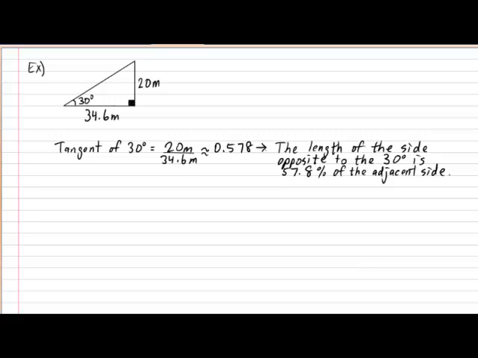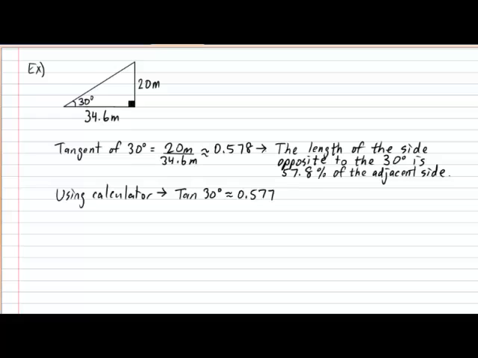Using a calculator, if you were to punch in tan of 30 degrees, it would also produce a result of approximately 0.577. This means that in a right triangle, if the angle under investigation is 30 degrees, then the length of its opposing side will always be around 57.7% of the length of its adjacent side.